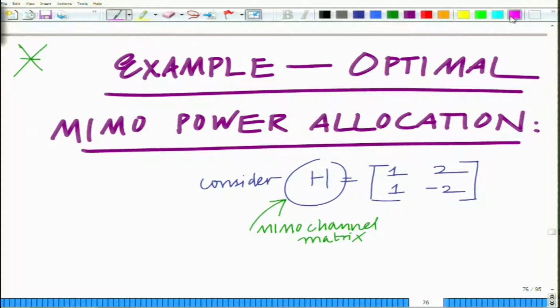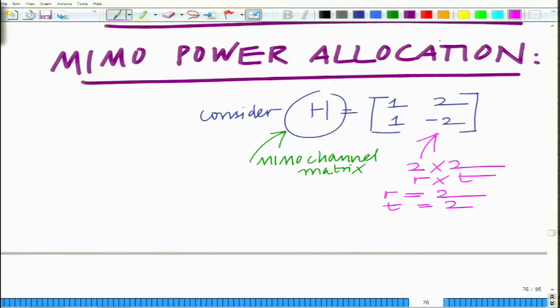You can immediately see that this is a 2 cross 2 MIMO channel with this R cross T. So, this implies R equal to 2, T equal to 2. So, basically the number of receive antennas equals 2, so we have 2 receive antennas, 2 transmit antennas, and so on.